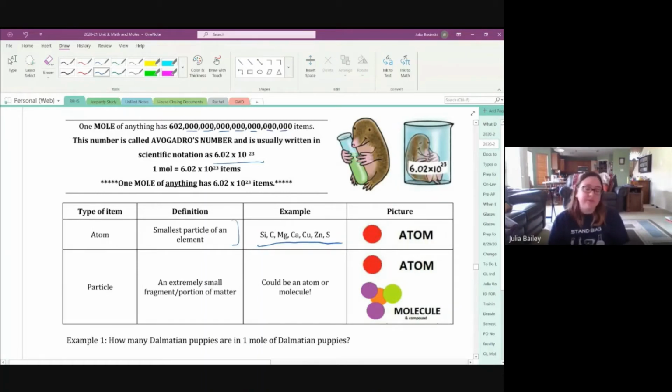So like you could talk about a grain of sand as a particle. In chemistry, we're usually going to use particle to mean either an atom or a molecule. So an atom is just one of one element. A molecule would be several atoms of possibly multiple elements altogether.